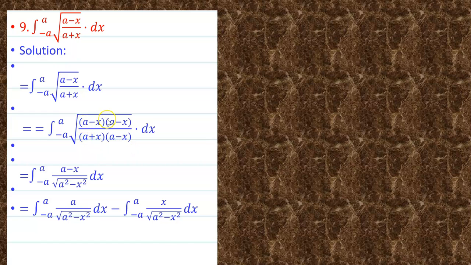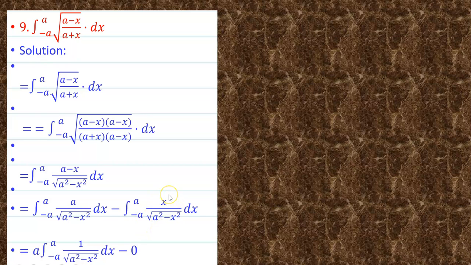आता इथे a minus x ब्रॅकेट स्क्वेअर मिळेल. ब्रॅकेट स्क्वेअर अँड रूट साइन विल गेट कॅन्सल. You will get a minus x. डिनोमिनेटरला मात्र a plus x into a minus x, you will get root of a square minus x square dx. आता हे स्प्लिट अप करणार, मीन्स व्हॉट? a upon root of a square minus x square dx हे एक इंटिग्रल मिळणार. आणि आता minus x, minus साइन इथे, minus a to plus a x upon root of a square minus x square dx. ओके.